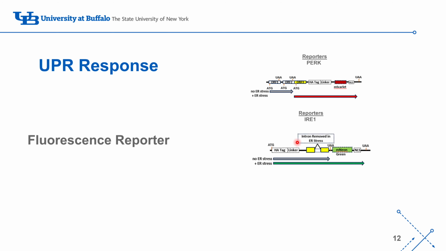And in case of this IRE1, whenever there is no ER stress, translation will stop just before this green signal, and whenever the cells observe the ER stress, this intron part is removed, that will lead to a shift of base pair, and now the translation will end after this NLS sequence. So during this ER stress case, we will get the green signal whenever the IRE1 signal is triggered.